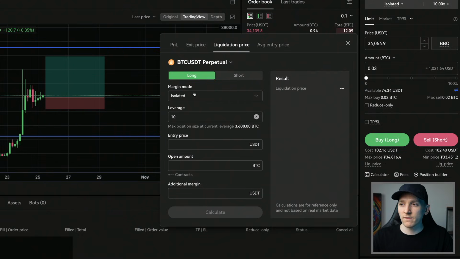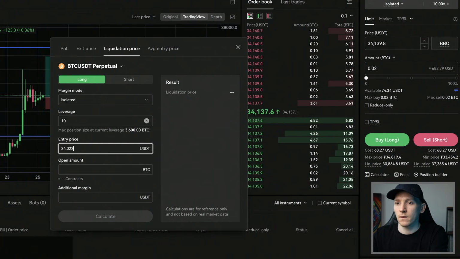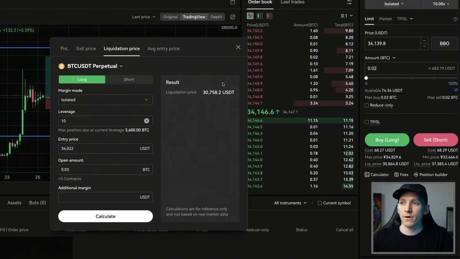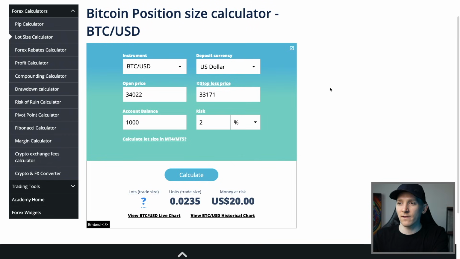So what we're going to do is leverage. We're at 10x leverage. Our entry price is that price that we had, which was 34,022. And the open amount was 0.03 BTC. And we're going to calculate the liquidation price. 30,758. So we know if we open that position based on the amount of collateral I have on the account right here, liquidation price 30,758.